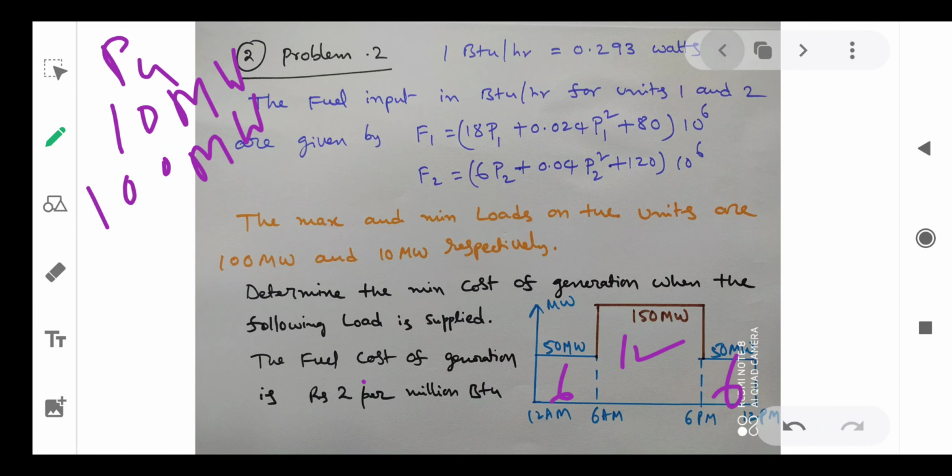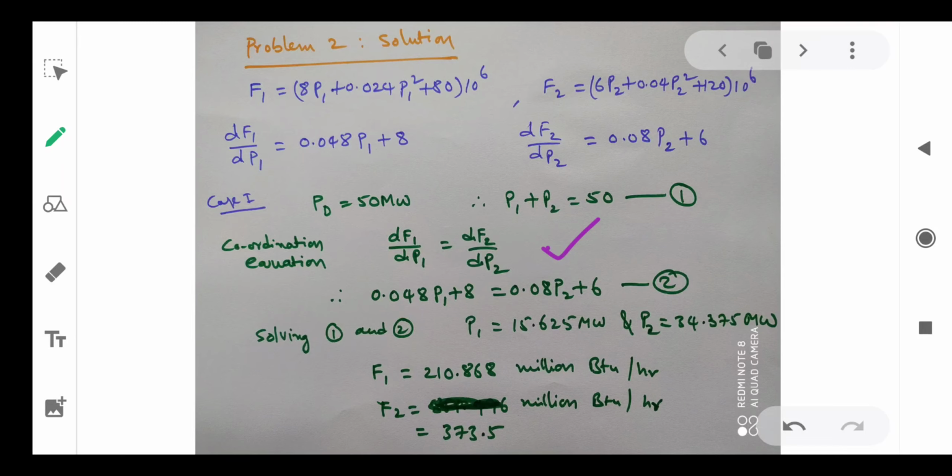Once again, you go for review of second problem. The specified problem is F1 and F2 are specified. This is the load distribution, 6 hours, 12 hours and 6 hours. Total cost 2 rupees per million BTU. Now from F1 and F2 expressions, you can obtain dF1 by dP1, dF2 by dP2.